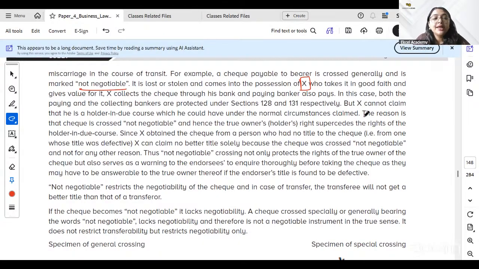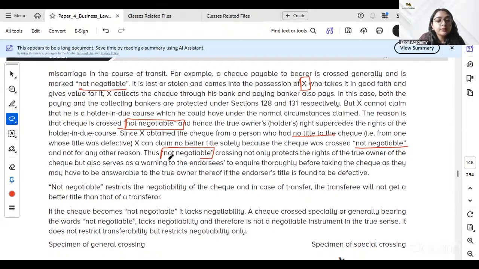But X cannot claim that he is a holder in due course, which he could have under normal circumstances, because it is not negotiable. That is, the true owner's rights supersede the rights of the holder in due course. What is a holder in due course? The person who has held the check in good faith. Since X obtained the check from a person who had no title, X can claim no title solely because the check was crossed not negotiable. If the check was not crossed not negotiable, then X could have claimed the better title.